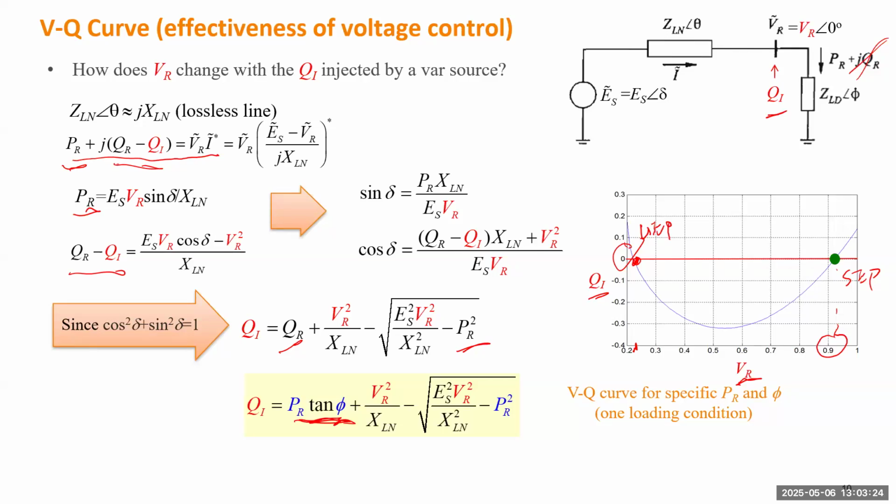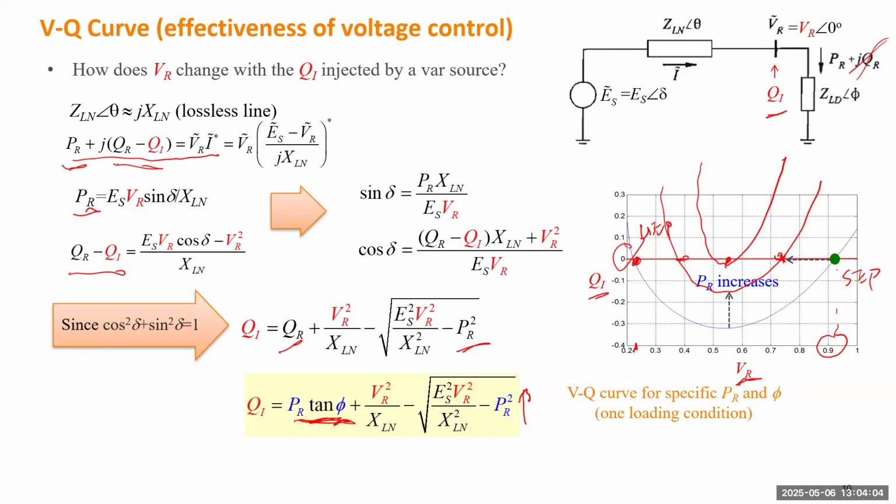So if we increase the power, okay, this VQ curve only indicates one condition with a given PR and phi, but if we increase the power, increase the load, the VQ curve will move up. So the curve may look like this one, which means the two equilibrium points will get closer. When you further increase the load, finally, the two equilibrium points will merge. That is exactly what happens with the saddle node bifurcation.